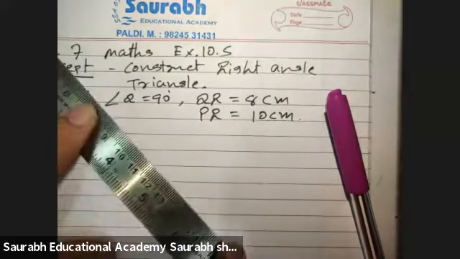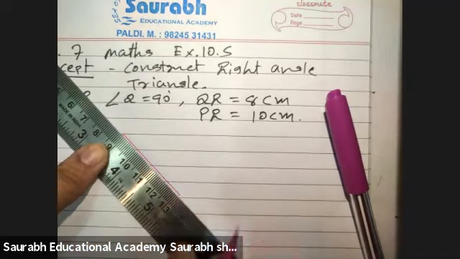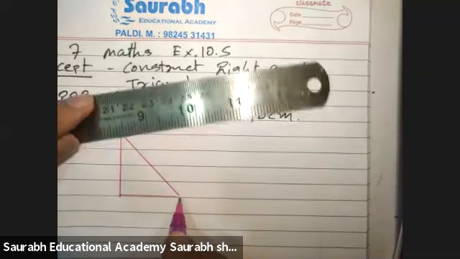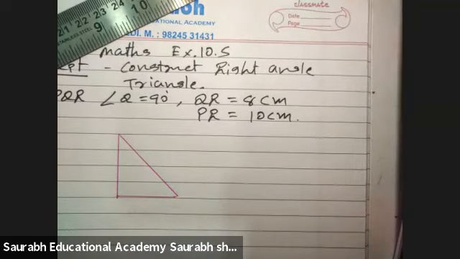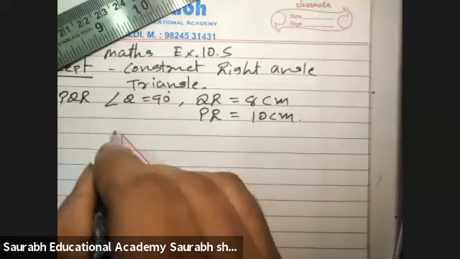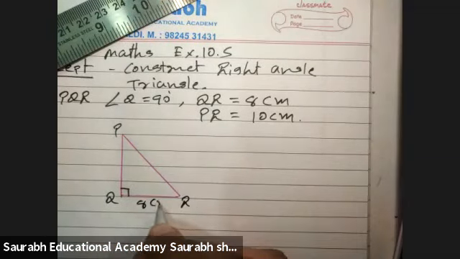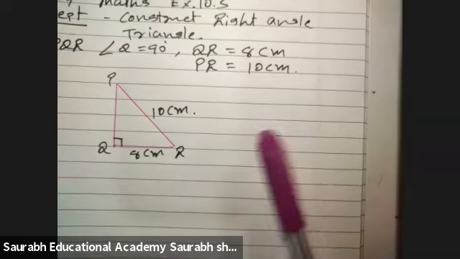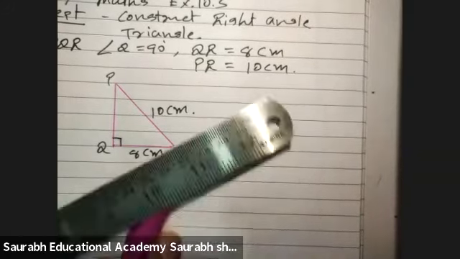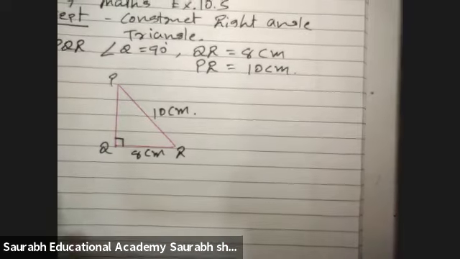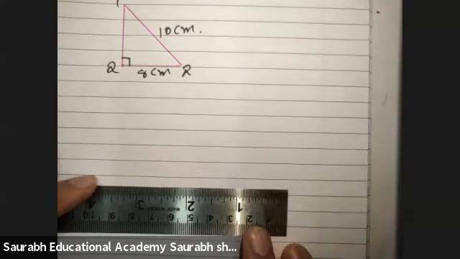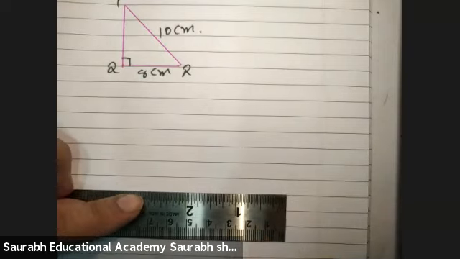Triangle PQR, where Q is 90 degrees, QR is 8 centimeter and PR is 10 centimeter. Okay, this is your sample figure. Now let's draw. Take QR, eight centimeter.